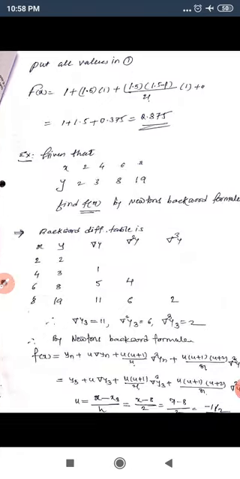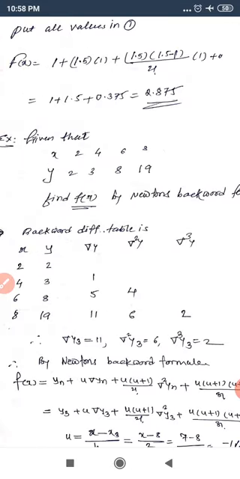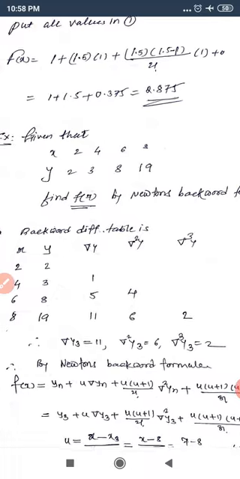I am using here, given that x equal to 2, 4, 6, 8 and y is equal to 2, 3, 8, 19, find f of 7 by Newton backward formula.